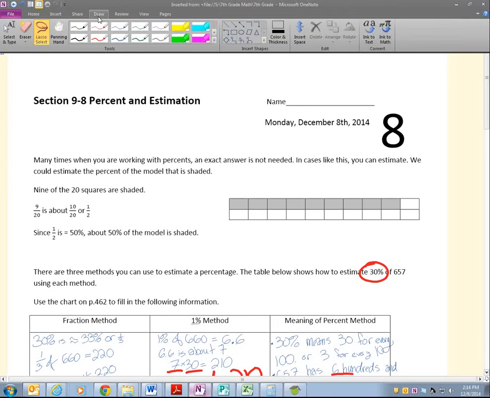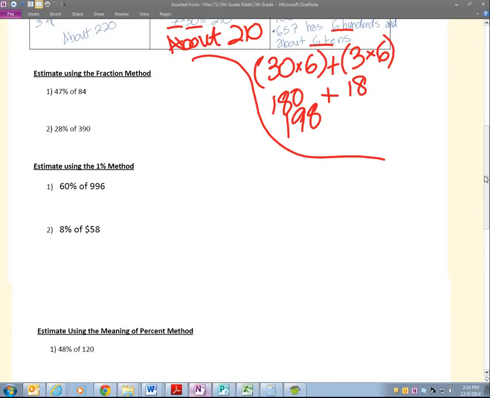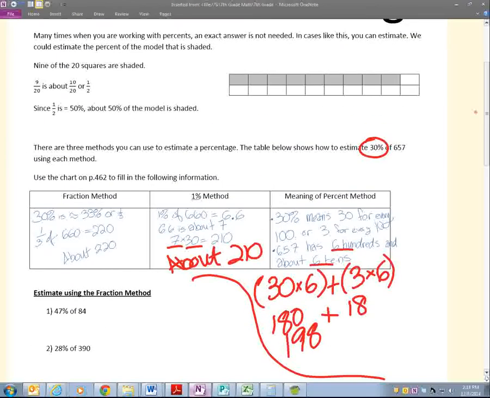We could estimate the percent of a model that is shaded. Now the actual percentage is that 9 of the 20 squares are shaded. Okay, that's a fact. But just by glancing at that, you can see about half of it is shaded, right? So about 10 out of 20, or in fact, about half, because we always want to simplify.